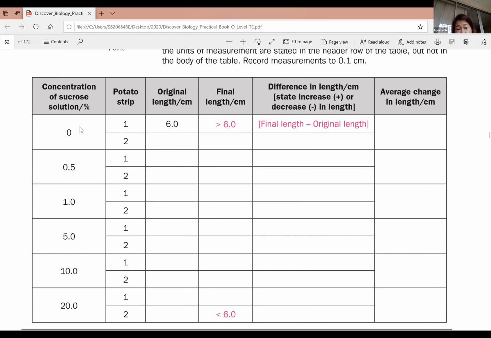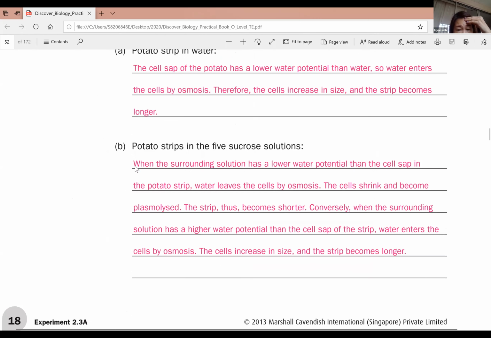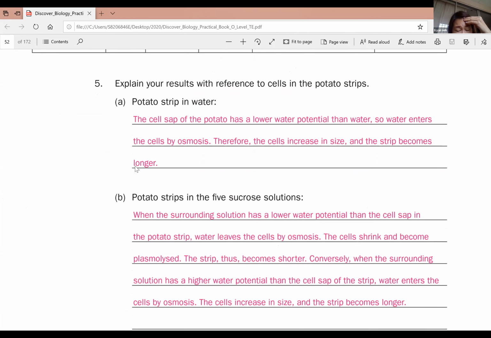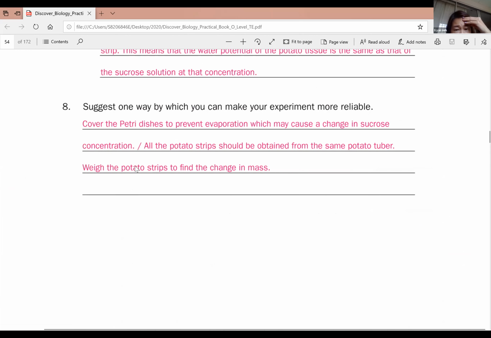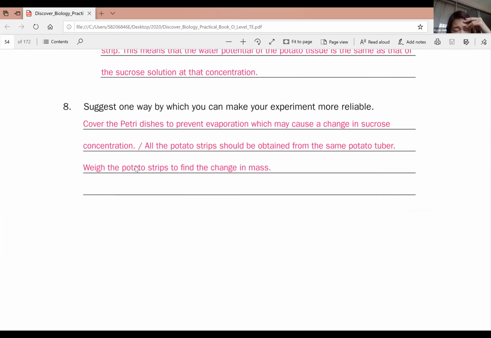I'm using. I cannot be like, okay, for this 0% sucrose solution, I'm using potato from Malaysia, then for 0.5 using a potato from another country. I must make sure that the potato is all from the same potato plant. It has to be a fair experiment. Okay, so the different sucrose solution, the different concentration will be my independent variable. Okay, so the dependent variable will be actually the final length of the potato strip.